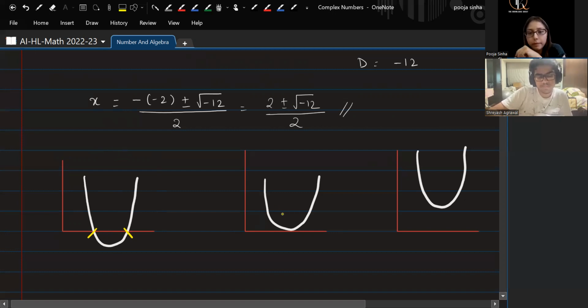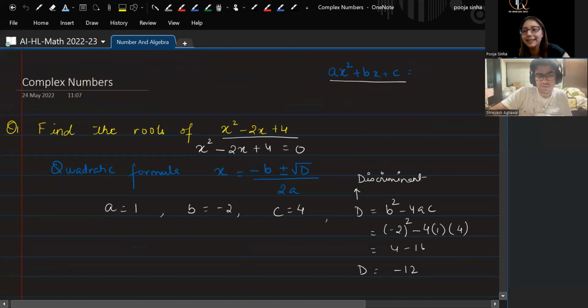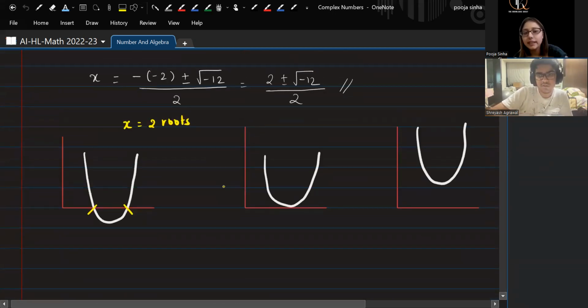Remember this, okay? How many x values? Two solutions, two roots. Those should usually be the answers in your quadratic equation, right? What about this one? There's only one answer, so one root. And in that one there's zero. No roots. That's what we learned last year.